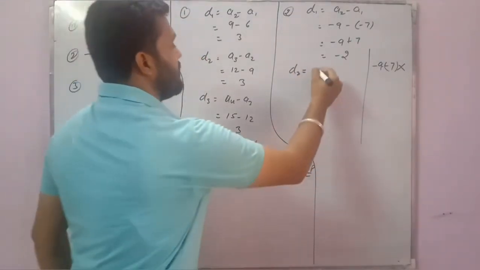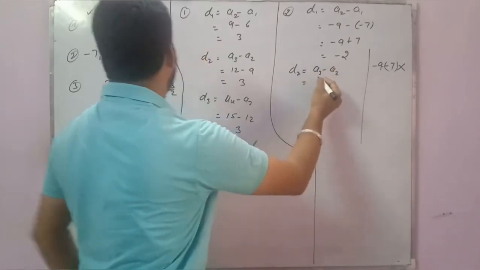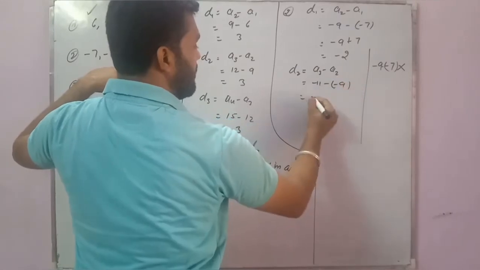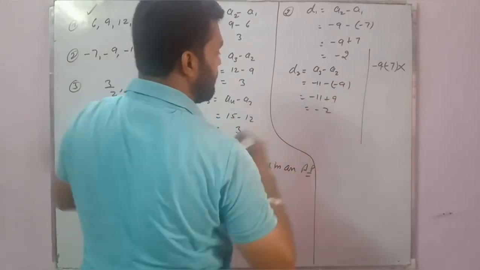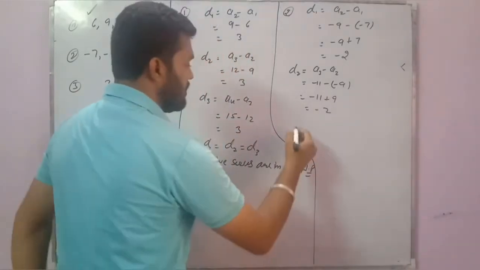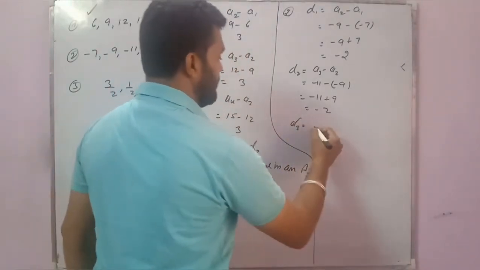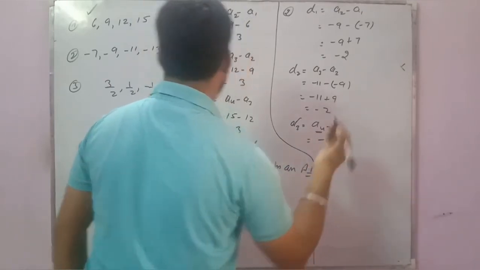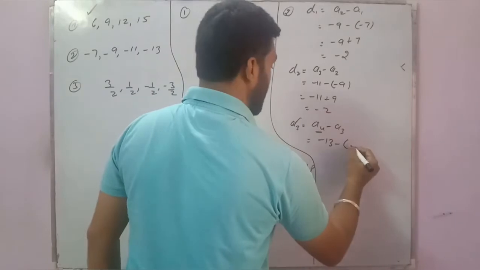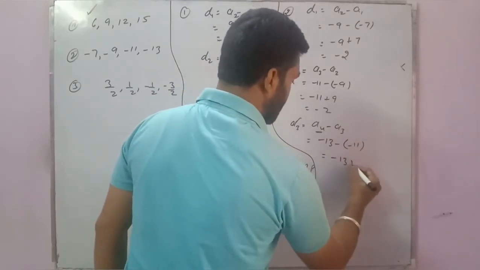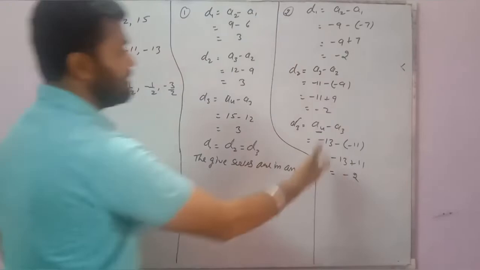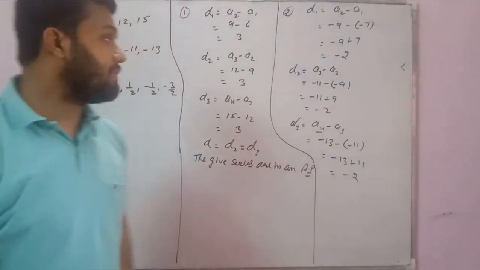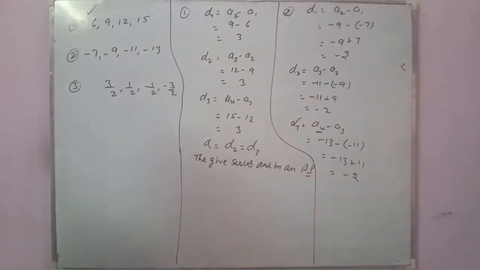D2 is A3 minus A2. How much is D2? Minus 11 minus minus 9, that is minus 11 plus 9. This is minus 2. And D3 is A4 minus A3. A4 is minus 13, minus A3 which is minus 11, so minus 13 plus 11. This is minus 2. The difference between all terms is minus 2. So this is an AP. The list of numbers is in AP.